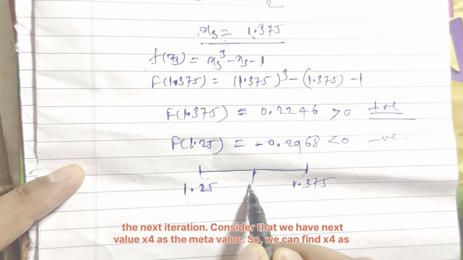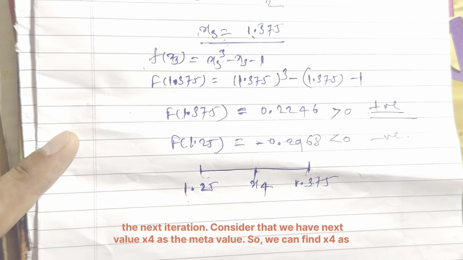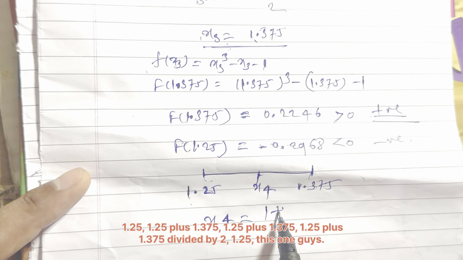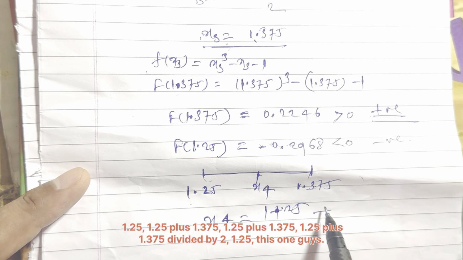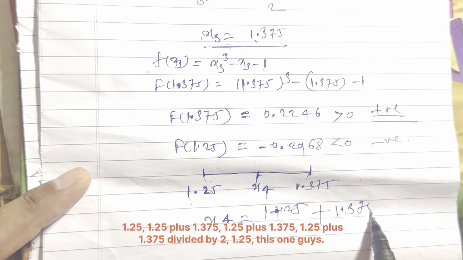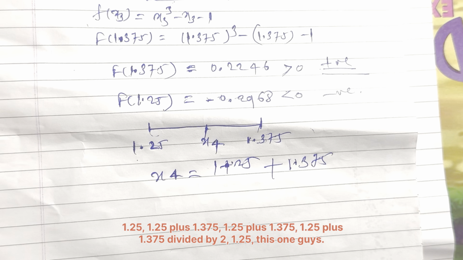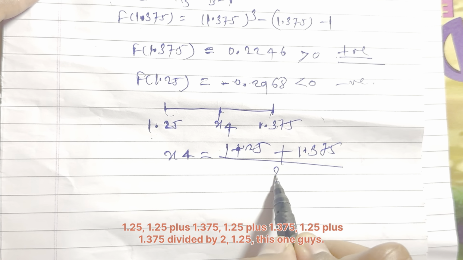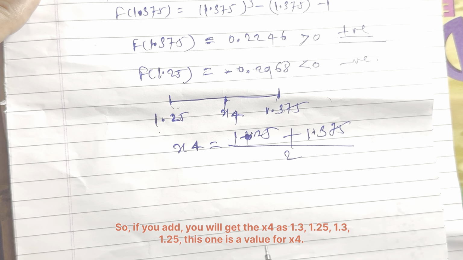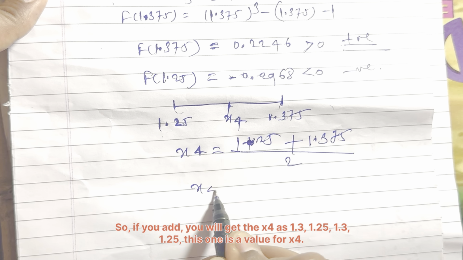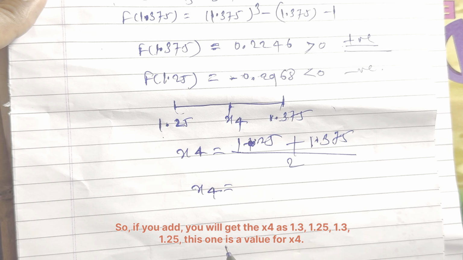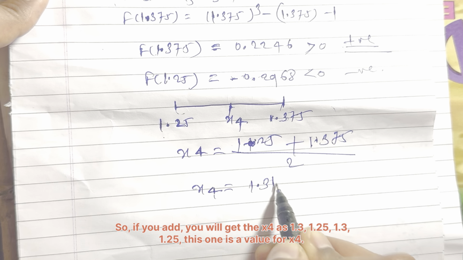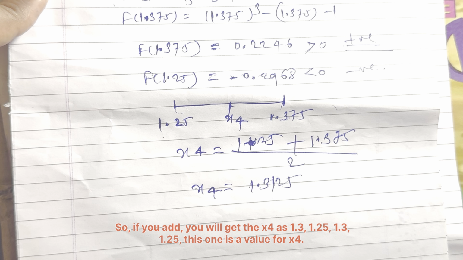Consider that we have the next value x4 as the middle value. So we can find x4 as (1.25 plus 1.375) divided by 2. 1.25 is this one, guys. So if you add, you will get the x4 as 1.3125. This one is the value for x4.